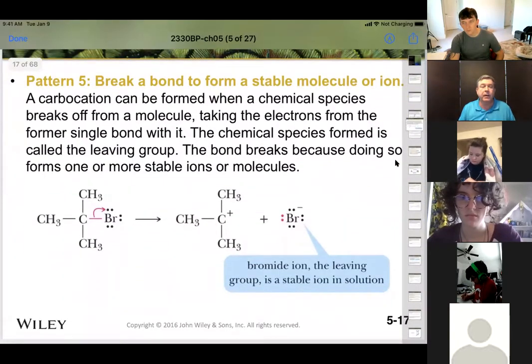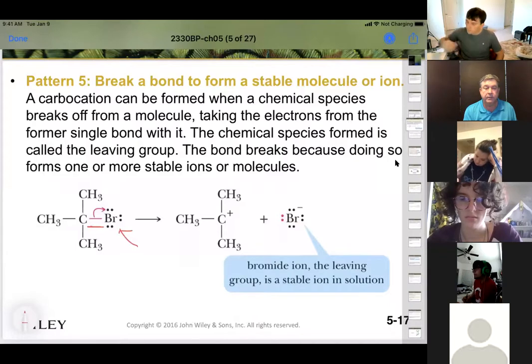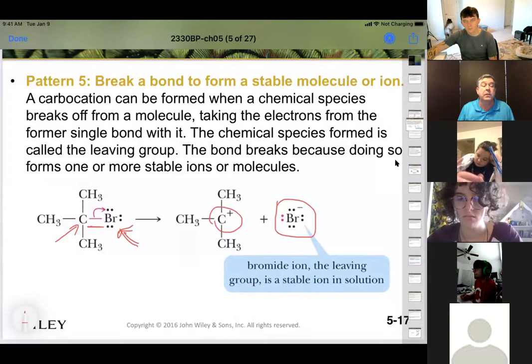And you might think, well, okay, can't you just break a bond and form two ions or a stable molecule? Yes, that is our number five pattern there. We can actually just add enough heat to the system that we can take this polar bond right here between the bromine and the carbon, because the bromine is very electronegative, has a high electron affinity and the carbon doesn't. So it can just, with enough energy, break off to form a stable anion and that stable tertiary carbocation. So this is a pattern we'll see also in this system.